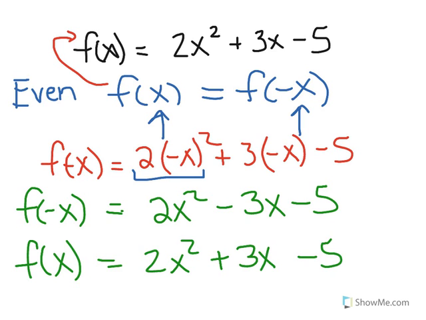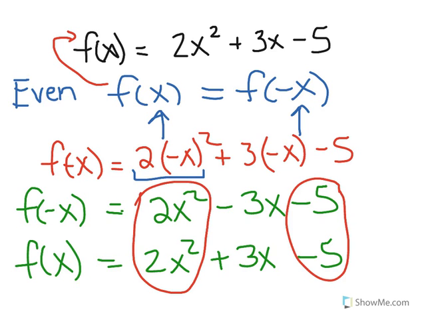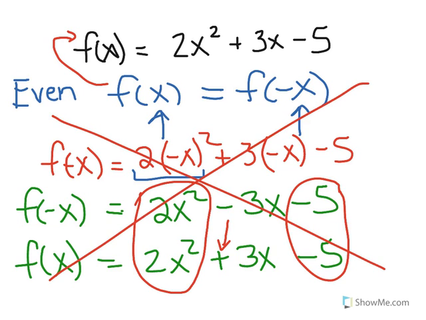And notice everything is okay so far. The first part's okay, the last part's okay, but the negative 3x is supposed to be a positive 3x. So because these are not exactly the same, this is not an even function.